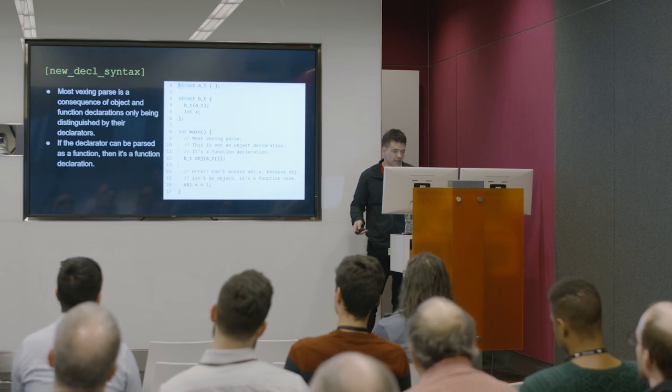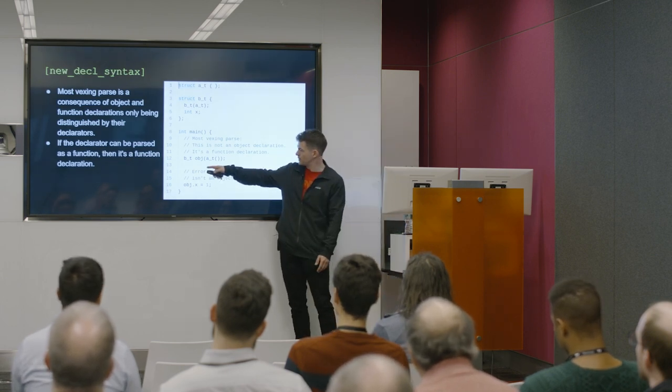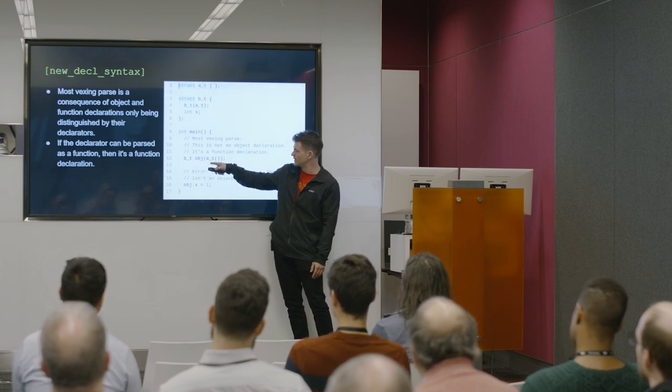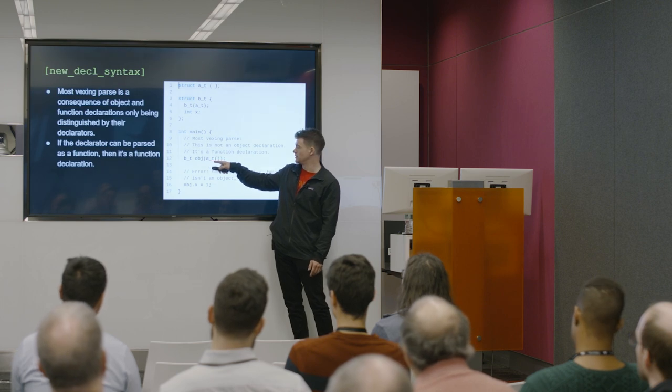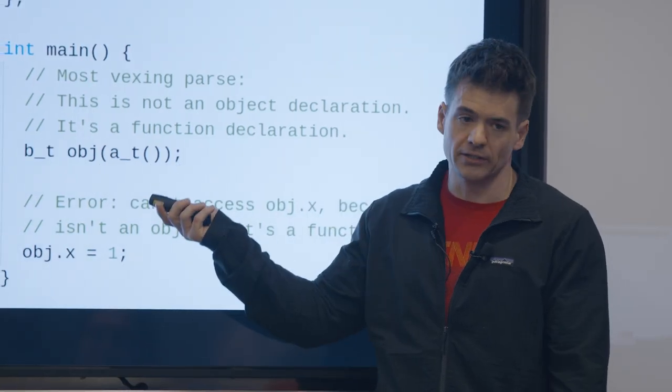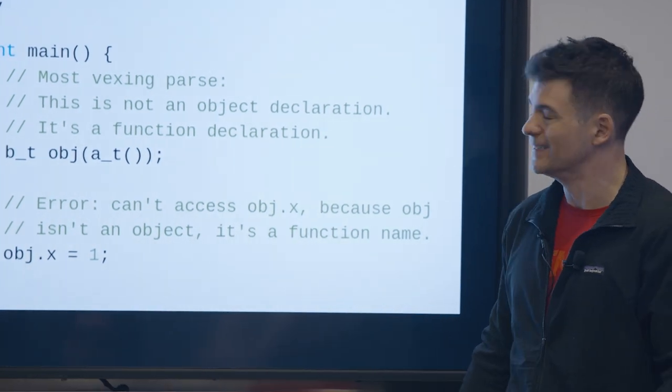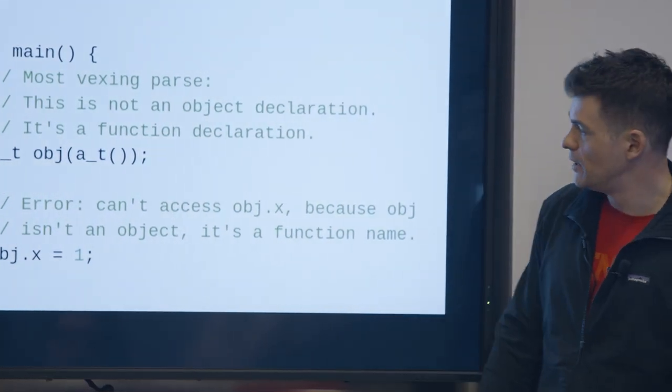A new declaration syntax. So this is the most vexing parse. It looks like you're trying to initialize an object of type BT and provide it a value initialized argument of type AT. I mean, it looks like an object, but this is a function declaration, because in C++, if a declaration parses like a function declaration, it is a function declaration. But we can turn that off.